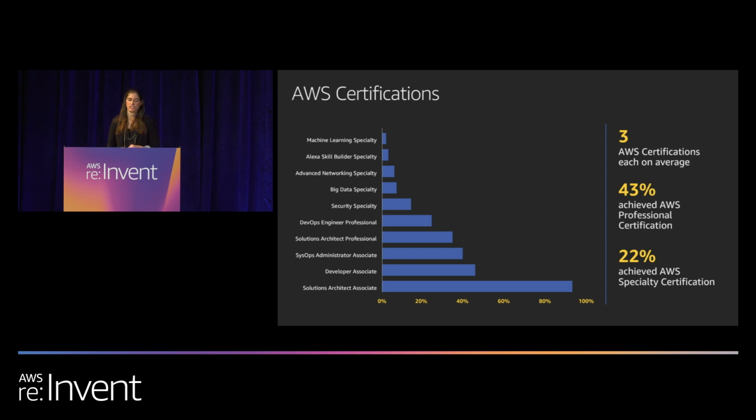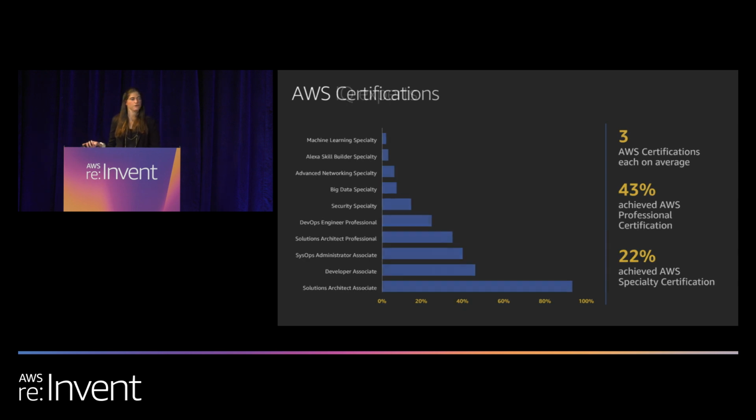And finally, the Specialty Certification. To achieve this certification, AWS recommends technical expertise demonstrated in a particular domain. There are currently 5 specialty certifications: security, big data, advanced networking, Alexa Skill Builder, and machine learning. 22% of our experts have currently achieved a specialty certification. Certifications are a critical component to consider as you select your expert.